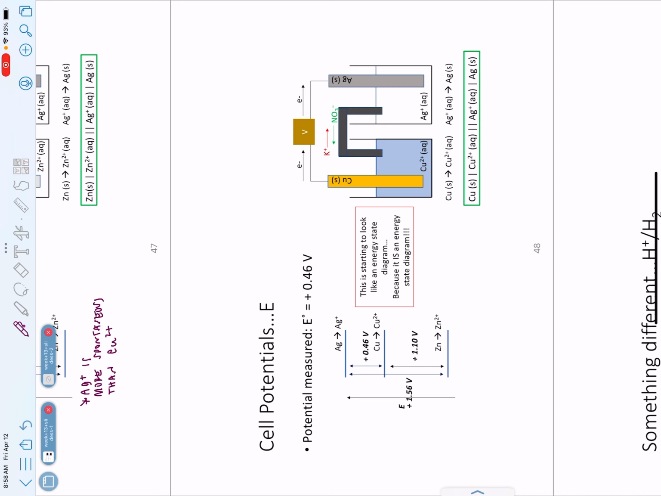Now, this is a lot like what we did with delta H. I'm talking about differences between energy levels, energy levels measured in volts, but I don't know what their absolute numbers happen to be. So when I did delta H, what did I do? I established a reference. For delta H, my reference is elements in their standard states.